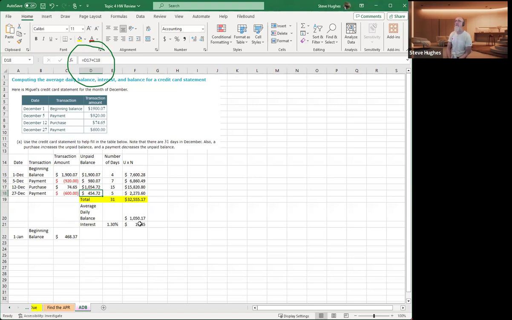Now, everybody, where did the 5 days come from? The 5 days came from the 27th, 28th, 29th, 30th, 31st. That's 5 days. We have to include the 27th and the 31st, so we're not subtracting this time. We're including both of those dates, the beginning and the ending date.